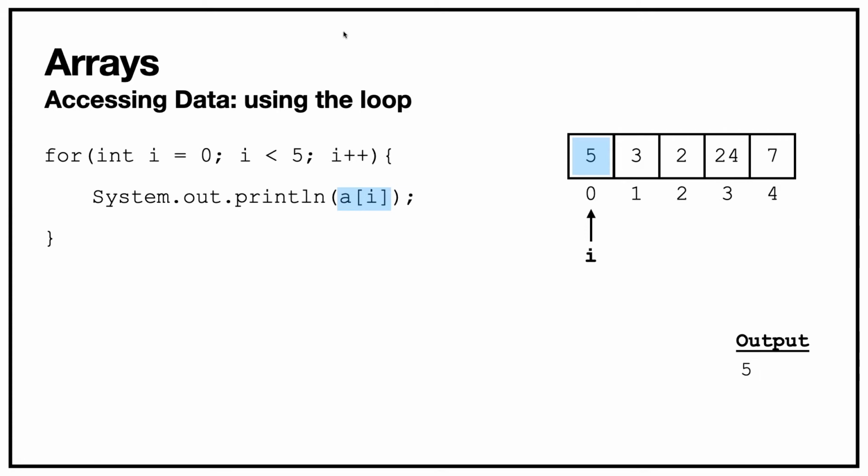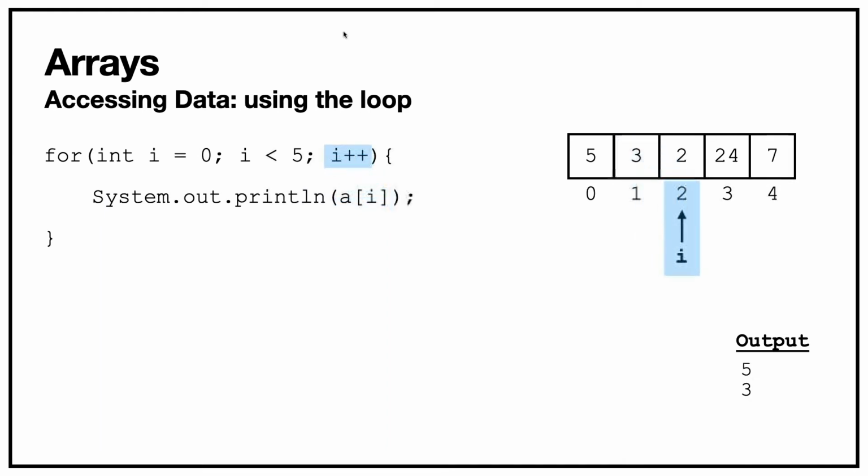After the execution of the body of the loop, we're going to go to the update. That means i++. So now we're going to increment i by 1. Now it's going to be 1. We're going to go back to the check, and we're going to see if 1 is less than 5, which is indeed true. Therefore, we're going to go to the body of the loop and print System.out.println, and then we're going to go array at position 1, which happens to be the value of 3.